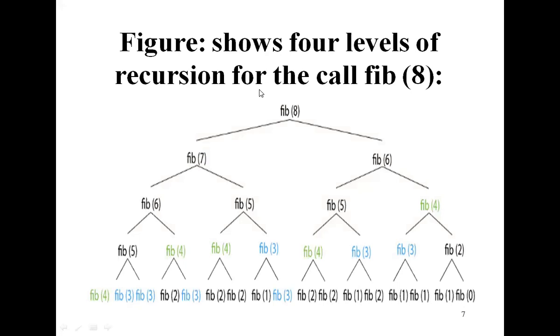So there are 4 levels of recursion for the call fib. You want to calculate Fibonacci of 8. Then you need to calculate like this. To get Fibonacci of 8, you need to calculate Fibonacci of 7 and Fibonacci of 6. Again, for Fibonacci of 7, you need to calculate Fibonacci of 6 and Fibonacci of 5. For getting Fibonacci of 6, you need to calculate Fibonacci of 5 and 4. So like this, you need to calculate all these values.